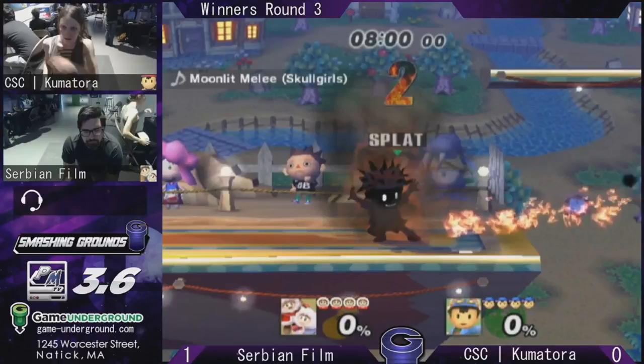We haven't done one of these in a while, but Serbian Film messaged me the other day asking if he could get some help on a set that he did recently, semi-recently I think, and I looked at it and there's some interesting stuff to talk about. So we'll talk about this one. This is game 3 of Serbian Film versus Kumatora, Serbian Film being the Ice Climbers player and Kumatora playing Ness.